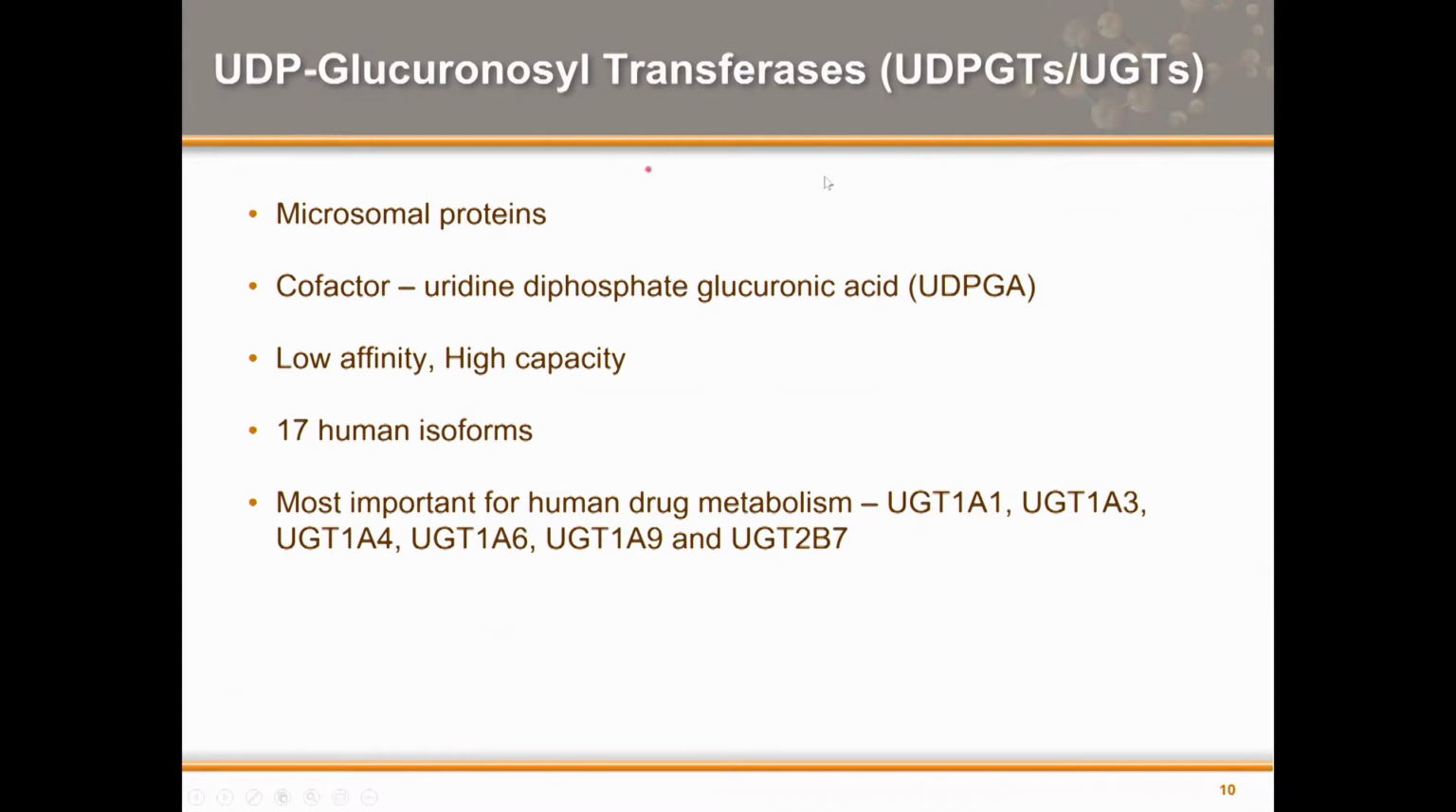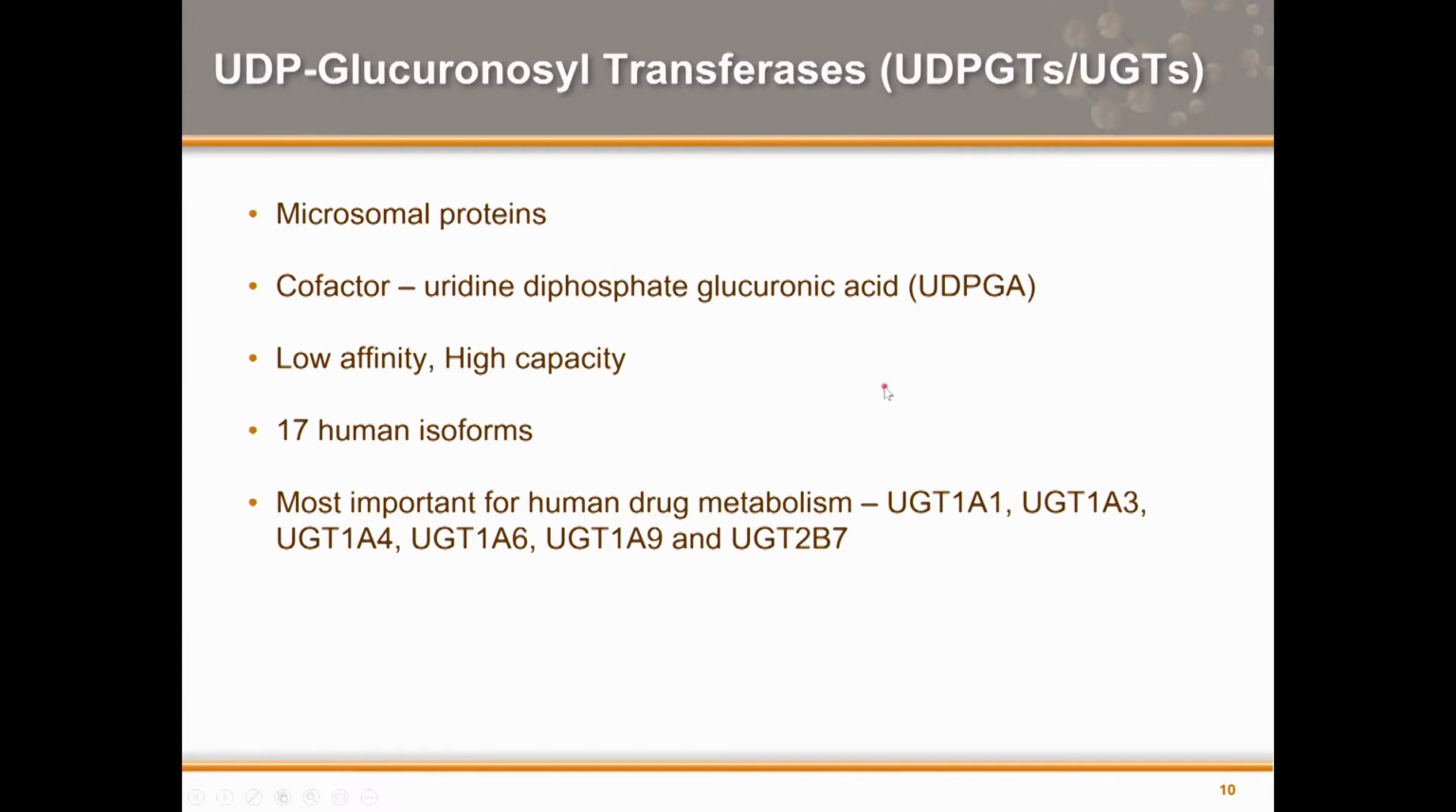These are microsomal proteins, the only conjugation reaction that occurs in the endoplasmic reticulum. As I just mentioned, the cofactor is UDPGA. And importantly, these are low affinity enzymes, but they are high capacity. And that is why they are quantitatively the most important for phase 2 metabolism. And glucuronidation is typically the most common phase 2 reaction that you'll find.